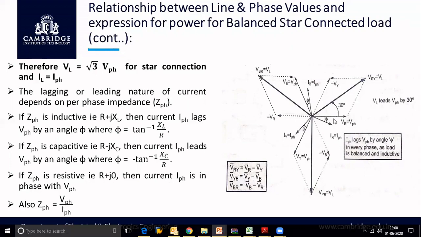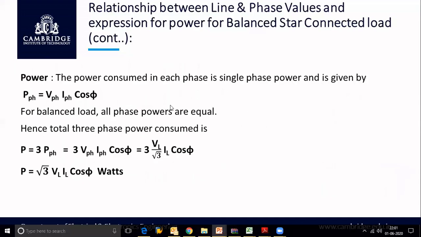So this is the complete phasor diagram for a lagging power factor load. Here we can see that VR is represented, which is nothing but V phase, and this vector is I phase, because we have considered a lagging power factor load for completing this phasor diagram. Because it is a lagging power factor load, your I phase lags V phase by angle phi. Similarly, the same thing holds good in the other two phases also.